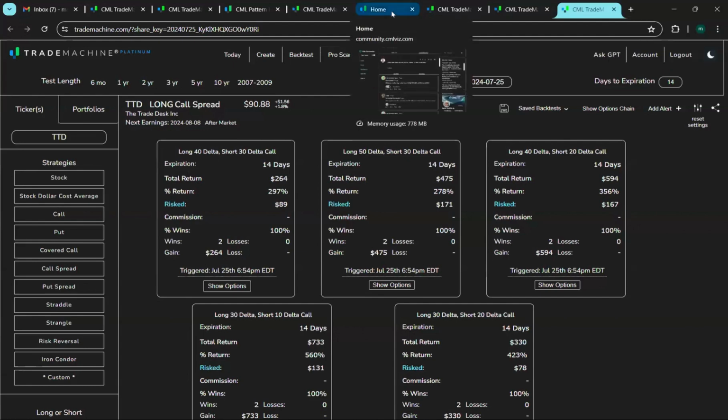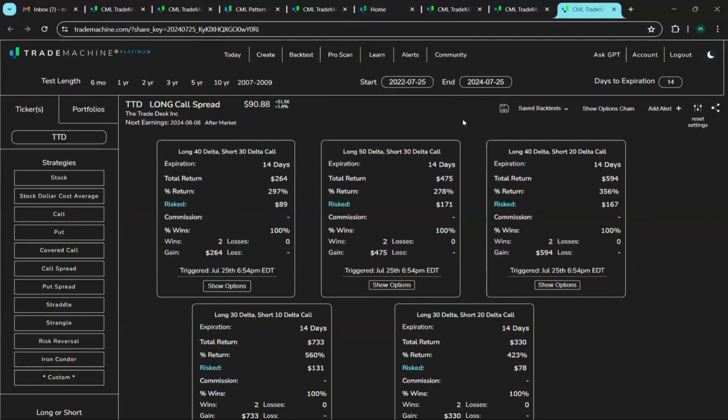We have another question for you. Can you explain how to use TradeMachine for day trading? You can't use 0 DTE options currently.